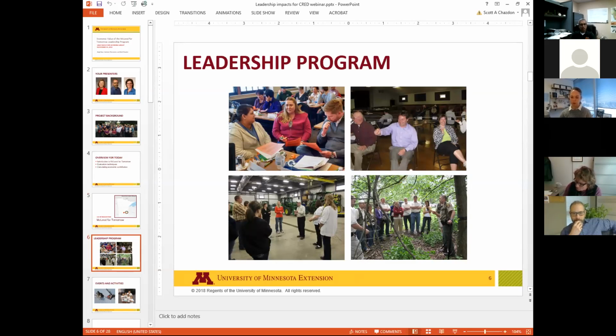So these are some pictures of the program. The format is a cohort. So it's 20 to 25 people. They meet monthly for one-day sessions over a 9-month period. The locations of the sessions are held in every community in the county, so they get an idea of what assets and resources are in those county communities.